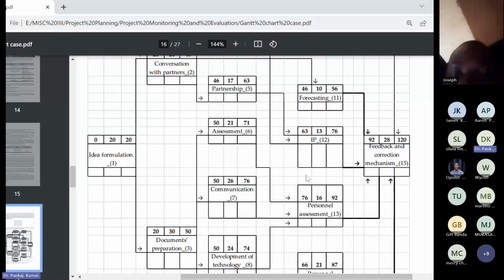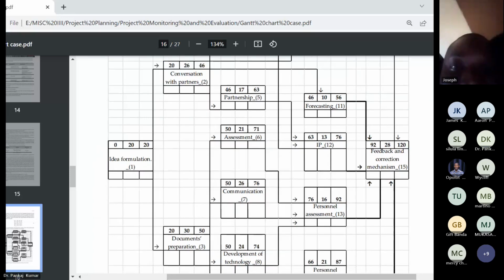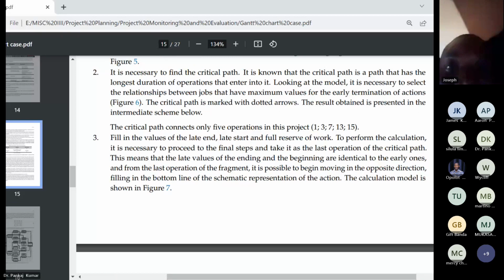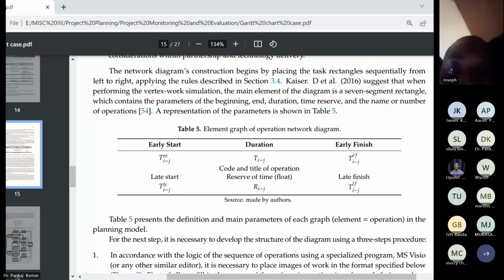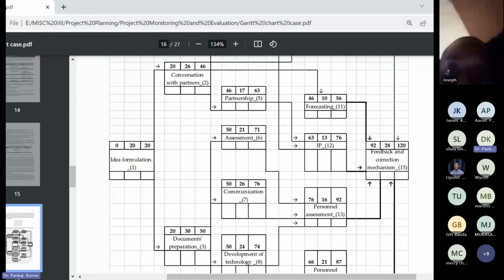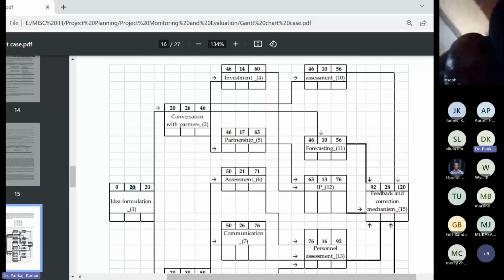So here you can see above the idea formulation, it is written in the first box as 0. In the first box it is 0, and the time taken would be 20. It has already mentioned 20. So when the conversation with partners will start, the first box is showing 20, because when idea formulation will be completed in 20 days, then the conversation with partners will start.